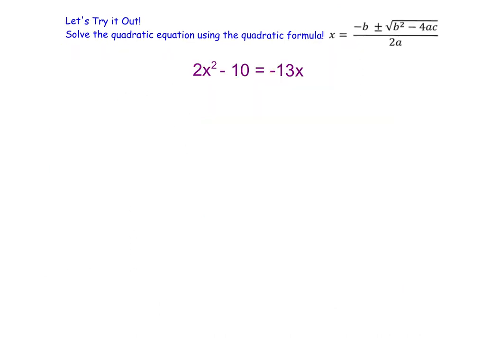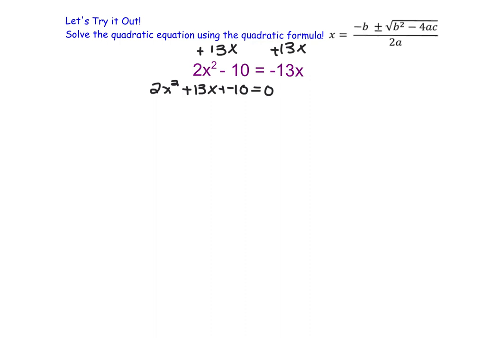Alright, so example 2 here, you can see that this isn't quite set up to be ready to use the quadratic formula. So the first step we need to take is we need to rewrite this just like we did when we were factoring so that we can actually utilize the quadratic formula. So we need to add 13x to each side. And then we need to make sure that we write this entire equation on the left-hand side in descending order. So we're going to take 2x squared plus 13x, plus a negative 10, is equal to 0. So this is now rewritten into descending order.